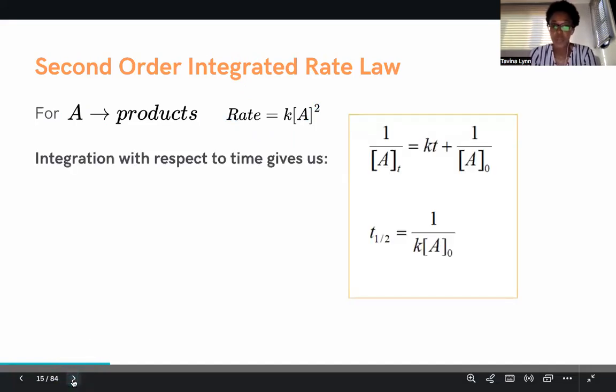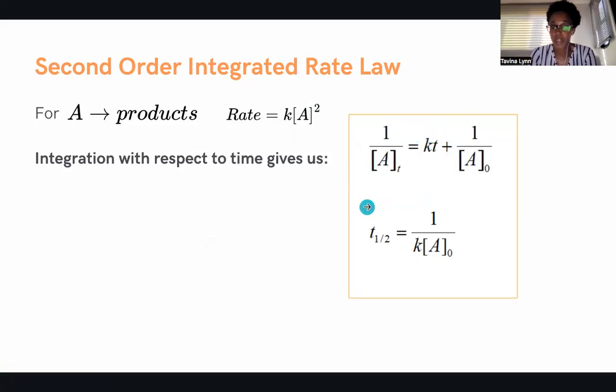Now, if we integrate it with respect to time, this is our integrated rate law for a second order reaction, which is also in the form y equals mx plus b. If we solve for our half-life, plugging in 1/2 of the initial concentration of A naught for the concentration of A at time t, we end up with t 1/2 equals 1 over k times the initial concentration of A.